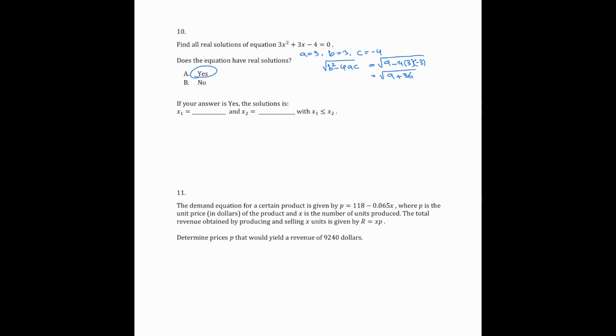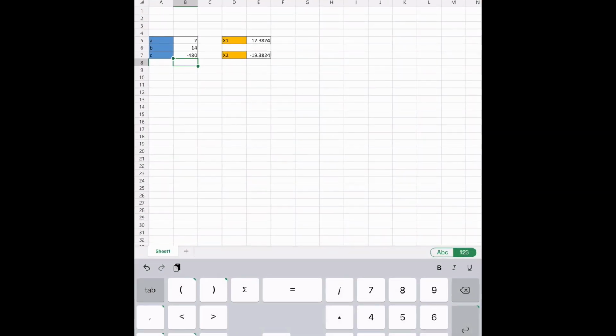Now we're going to find the two solutions. The best way is to use the quadratic formula in this case. So I'm just going to plug the numbers into the quadratic formula. A is 3, B is 3, and C is negative 4. So the solutions are 0.76 and negative 1.76.